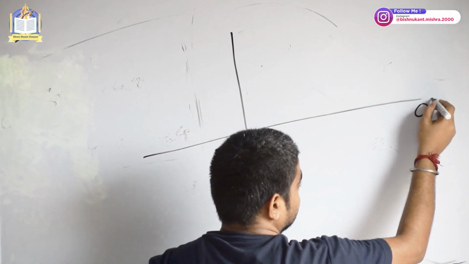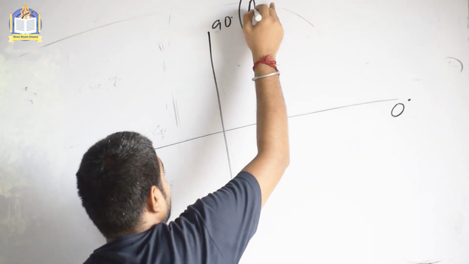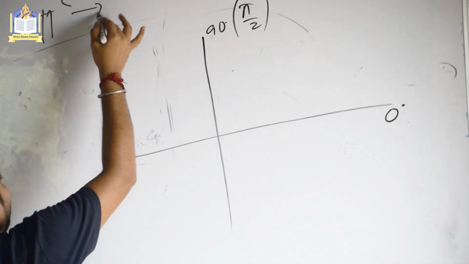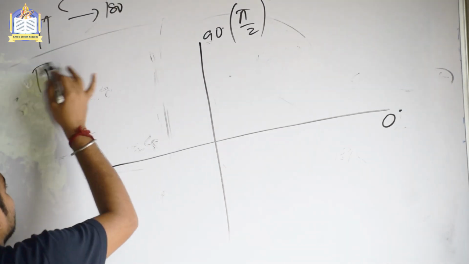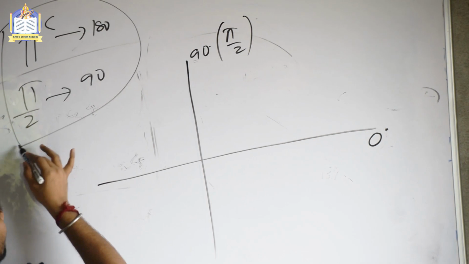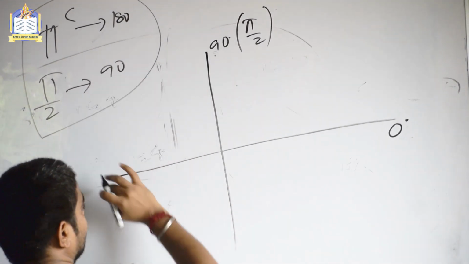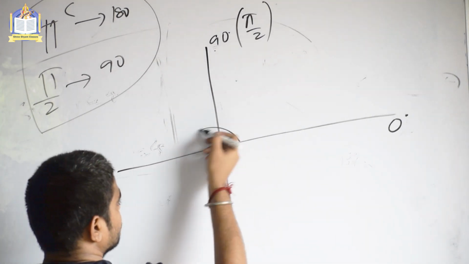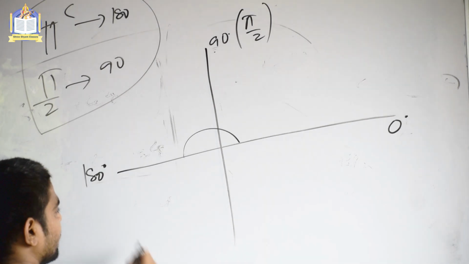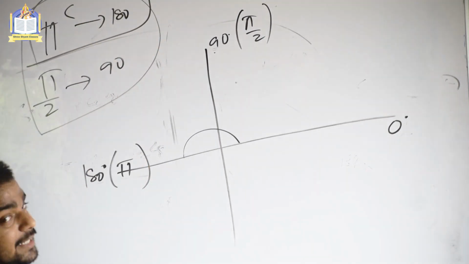This is 0 degree, this is 90 degree, or you can say pi by 2 radian. I just told you that pi radian is 180 degree, so pi by 2 will definitely be 90 degree. This is 90 plus 90, which completes 180 degree. So this is 180 degree, you can say pi radian.